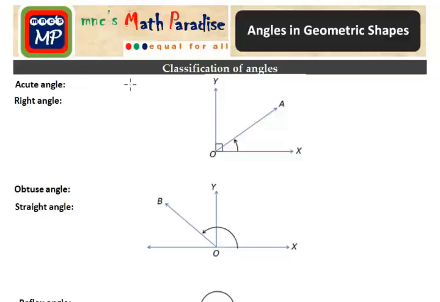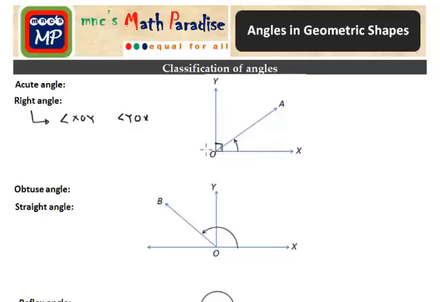Now we will classify angles based on their size or values. When two line segments, say OX and OY, meet at a common vertex and they are perpendicular to each other, then the angle between those two line segments, that is angle XOY, or angle YOX, same angle, is called a right angle.